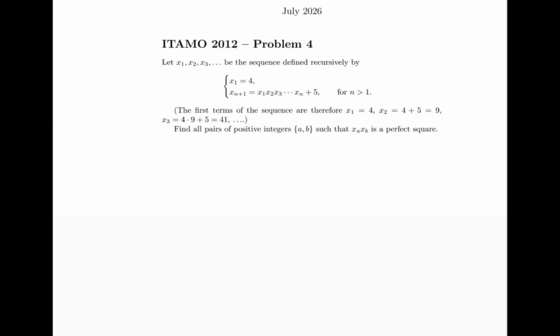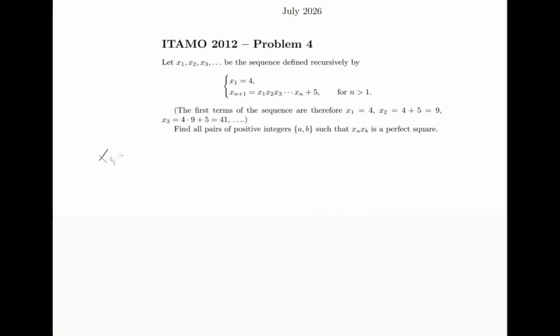Everyone, this is problem number 4 out of the Italian Mathematical Olympiads, the ITAMO, of 2012. This is a number theory problem, a pretty nice one. I really enjoyed finding the idea, and you can try to calculate some first numbers.